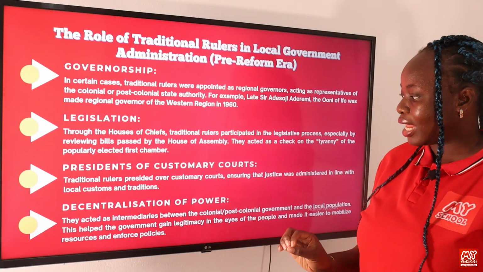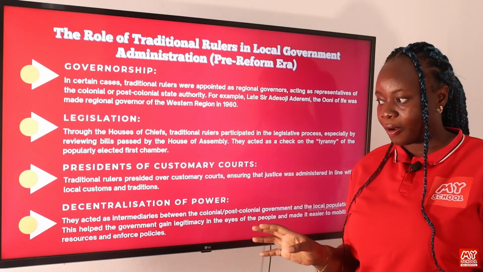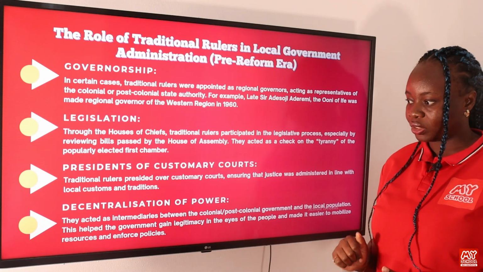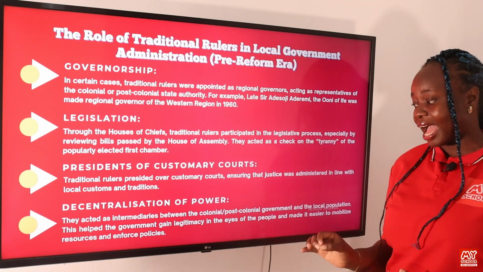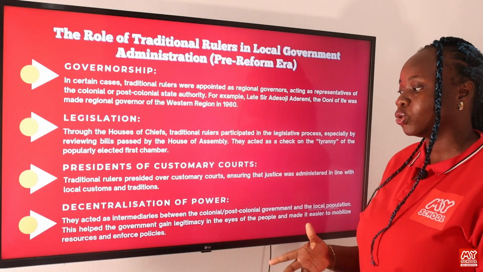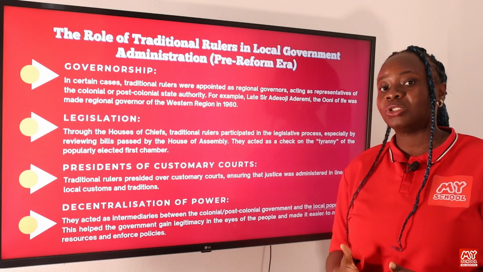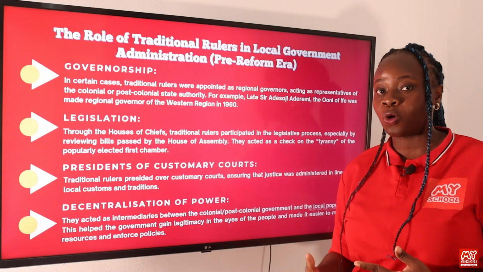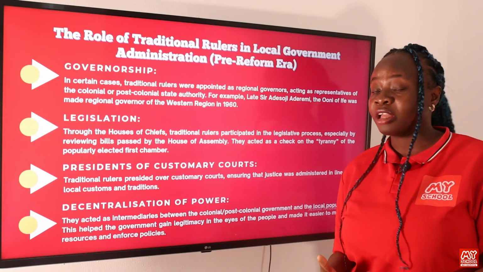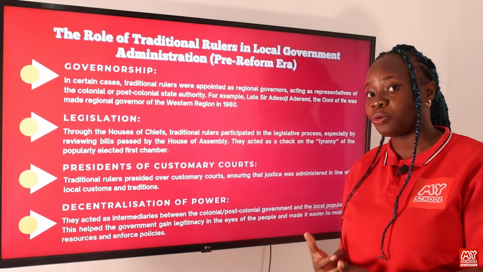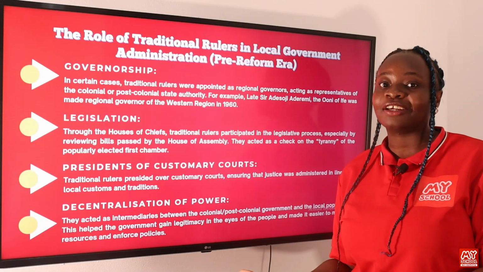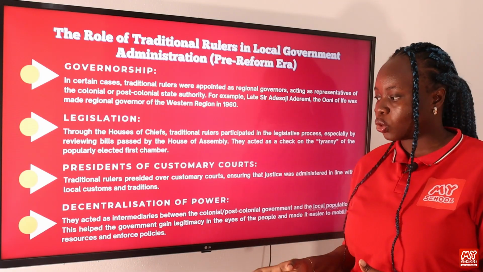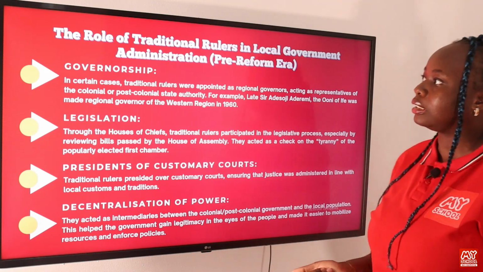And that role of traditional rulers in the pre-reform era is the decentralization of power. They acted as intermediaries between the colonial and post-colonial governments and the local population. And this helped the government gain legitimacy in the eyes of the people and made it easier to mobilize resources and enforce policies. Remember when the British colonial administration came, they decided to enforce this indirect rule system because they knew it would be very difficult to get down into the grassroots to implement certain policies. And so they had to do it through traditional rulers that were already legitimate in the eyes of the people at that time. So this is the reason they decentralized power to these traditional rulers, to ensure that they can get into the grassroots of the community. Let's move on to the next slide.